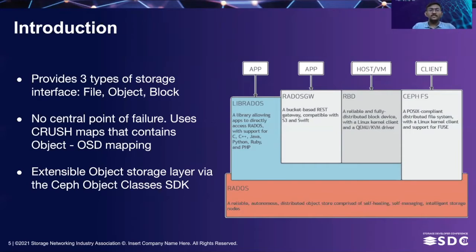In Ceph, there is no central point of failure. Ceph does this by using crush maps, which are basically object to OSD mappings. When a client connects to a Ceph cluster, the crush maps are downloaded to the client, and from the crush maps, the clients can figure out the locations of the objects within the distributed Ceph storage layer. Also, Ceph is highly extensible. Basically, the object storage layer in Ceph, which is Rados, is highly extensible thanks to the Ceph object classes SDK. We will look at the object class SDK next in more detail.